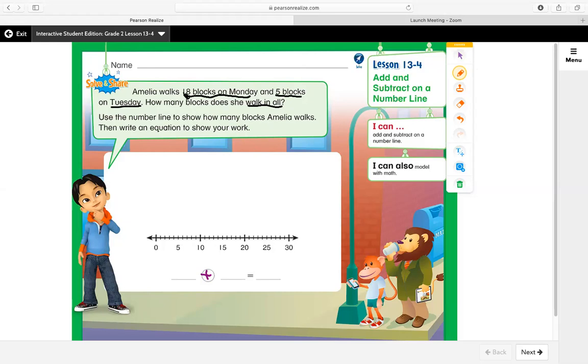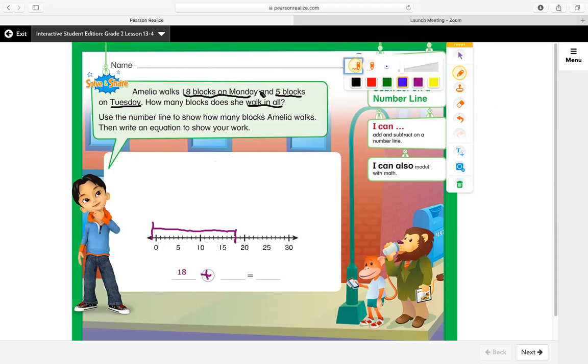So we're going to start with how many we added on Monday. So we start with 18. Okay, she walks 18 blocks on Monday. So this is going to be our 18 mark on our number line. So she starts at 0 blocks and she walks 18. That's going to be on Monday.